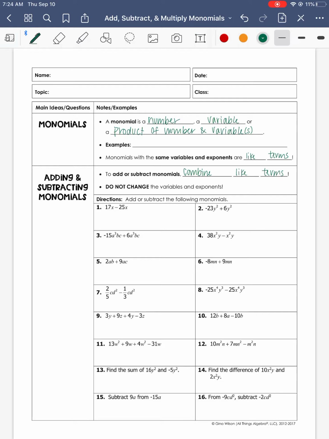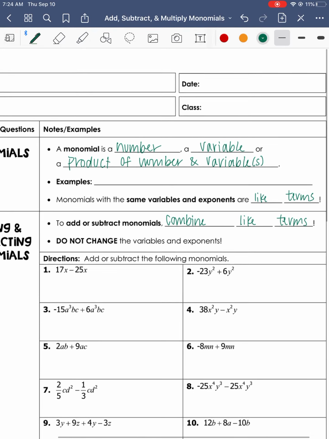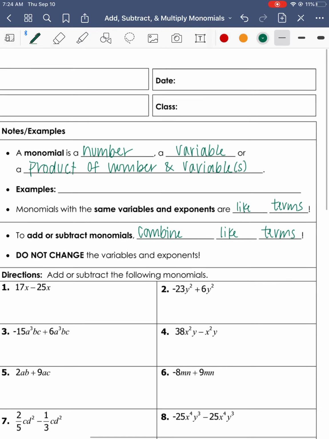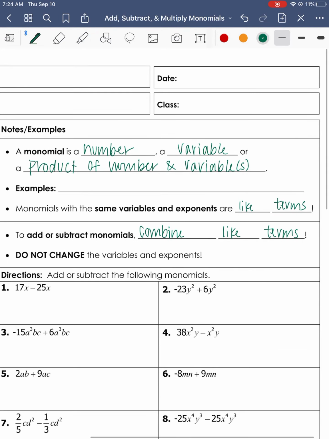Okay, so first we're going to take a look at what a monomial is. I filled in some of the notes already, so if you need to pause the video to fill in yours, please do so.